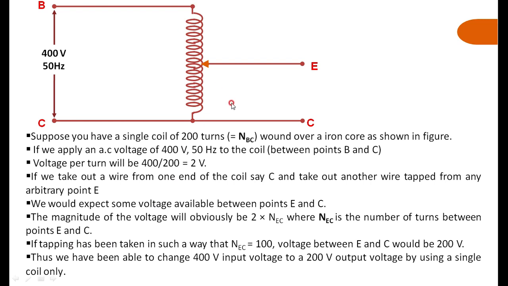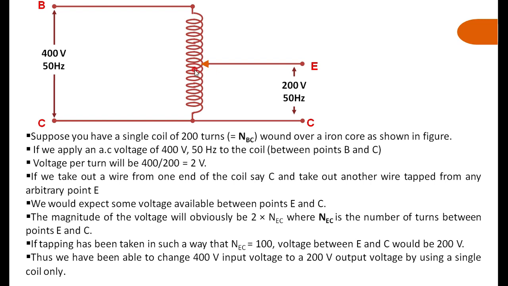If the tapping at point E is made such that the number of turns between E and C is 100, I am taking an example of 100 turns between E and C, then the voltage available between E and C is 100 into 2, that is 200 volts. From the 400 volts, I am getting 200 volts here with a single winding. It is a single winding, therefore this is called the auto transformer.